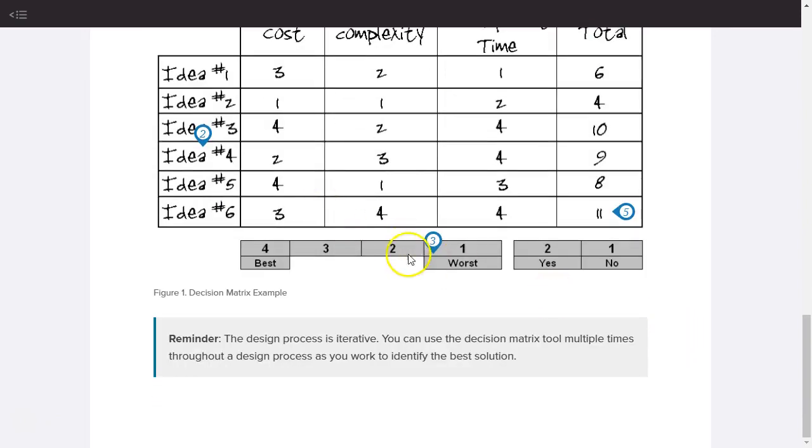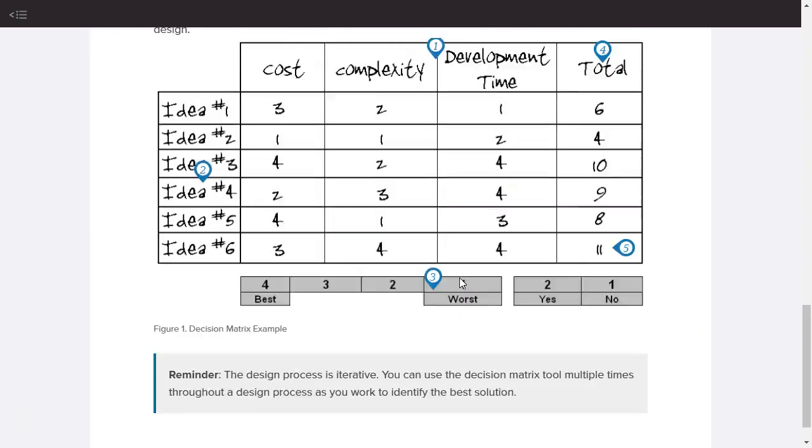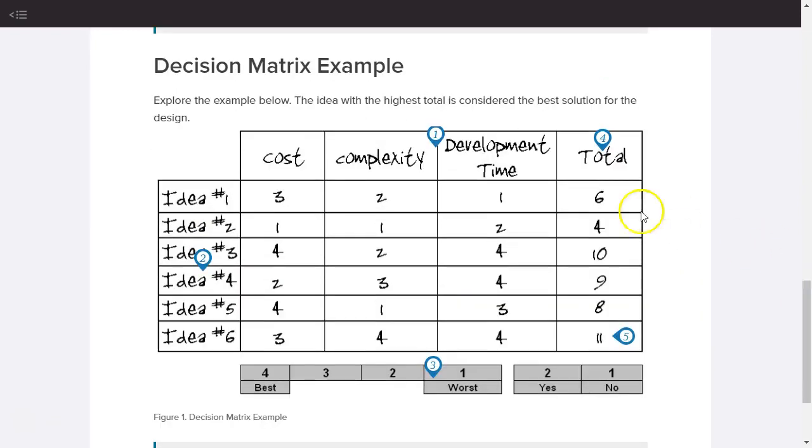All right, and then here's your scales that you use. All right, so that's how to do a decision matrix. It looks just like this. This is real easy to do in your notebook.